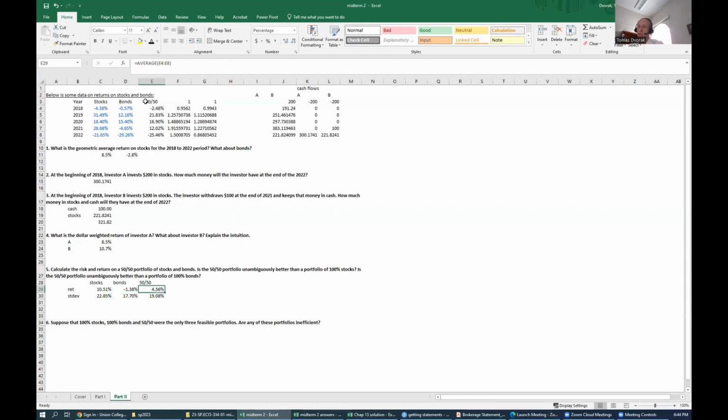What about the 50-50 portfolio? Is it inefficient? Well, it's got a 4.5 return. Are there any portfolios that have higher returns and at least as low of a risk? No. Well, there's a portfolio that has a higher return. That's 100% stocks, but it has higher risk. So 50-50 is also not an inefficient portfolio. So none of these are inefficient.